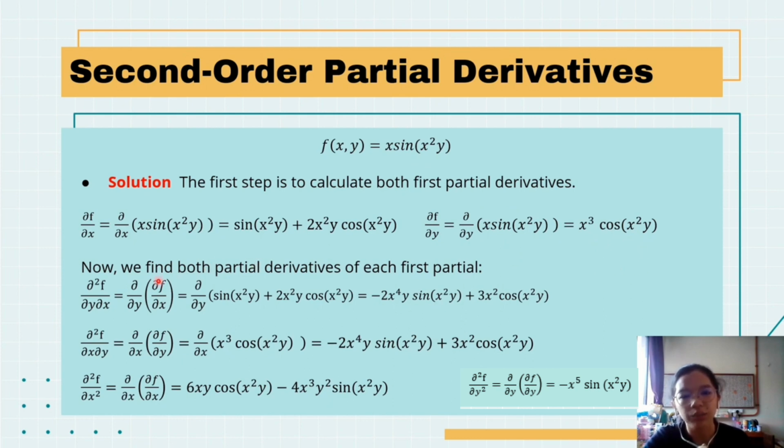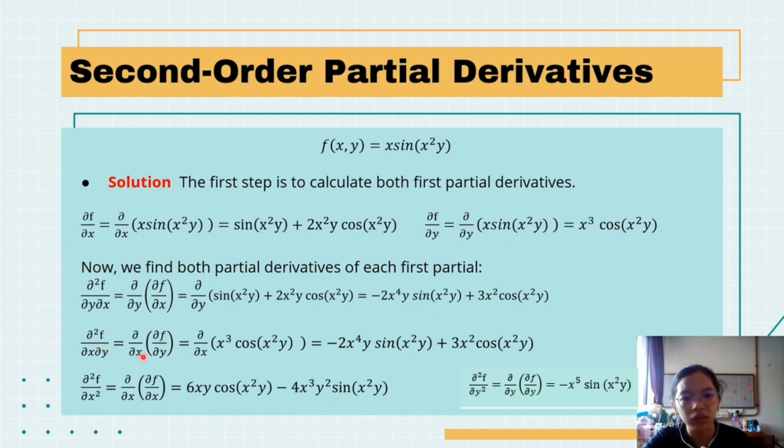So now, by obtaining these first partial derivatives, we can use them to find the partial derivative of each first partial. For ∂²f/∂y∂x, you use this equation, the ∂f/∂x equation, and you differentiate it with respect to y, then you will get -2xy sin(x²y) + 3x² cos(x²y).